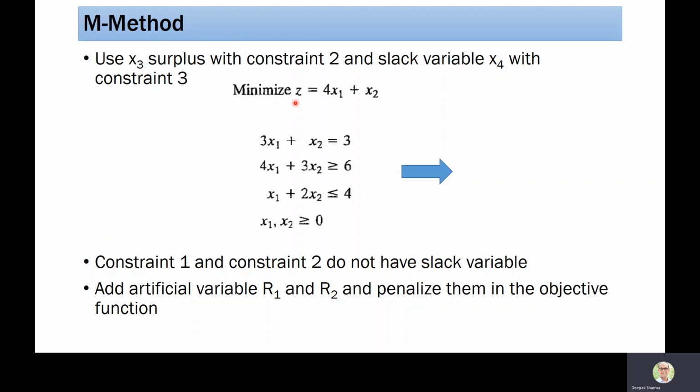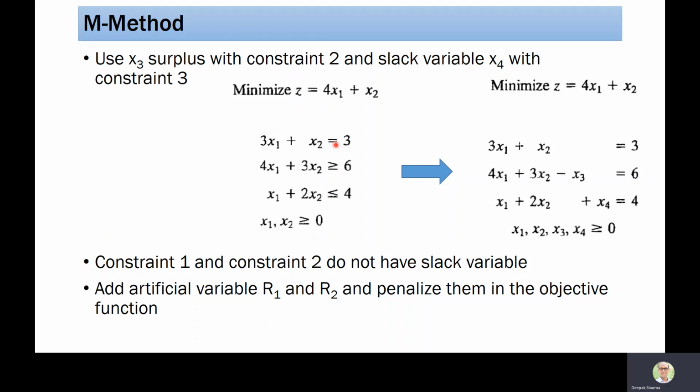We want to minimize a function z, and we have a first equality constraint, a second greater than type constraint, and a third smaller than type constraint, with x1, x2 greater than or equal to 0. Let us convert them into equation form. Since the first is already an equality constraint, we are not adding any slack or surplus variable. For equation number 2, we subtract a surplus variable, now represented as x3. For equation number 3, we add a slack variable.